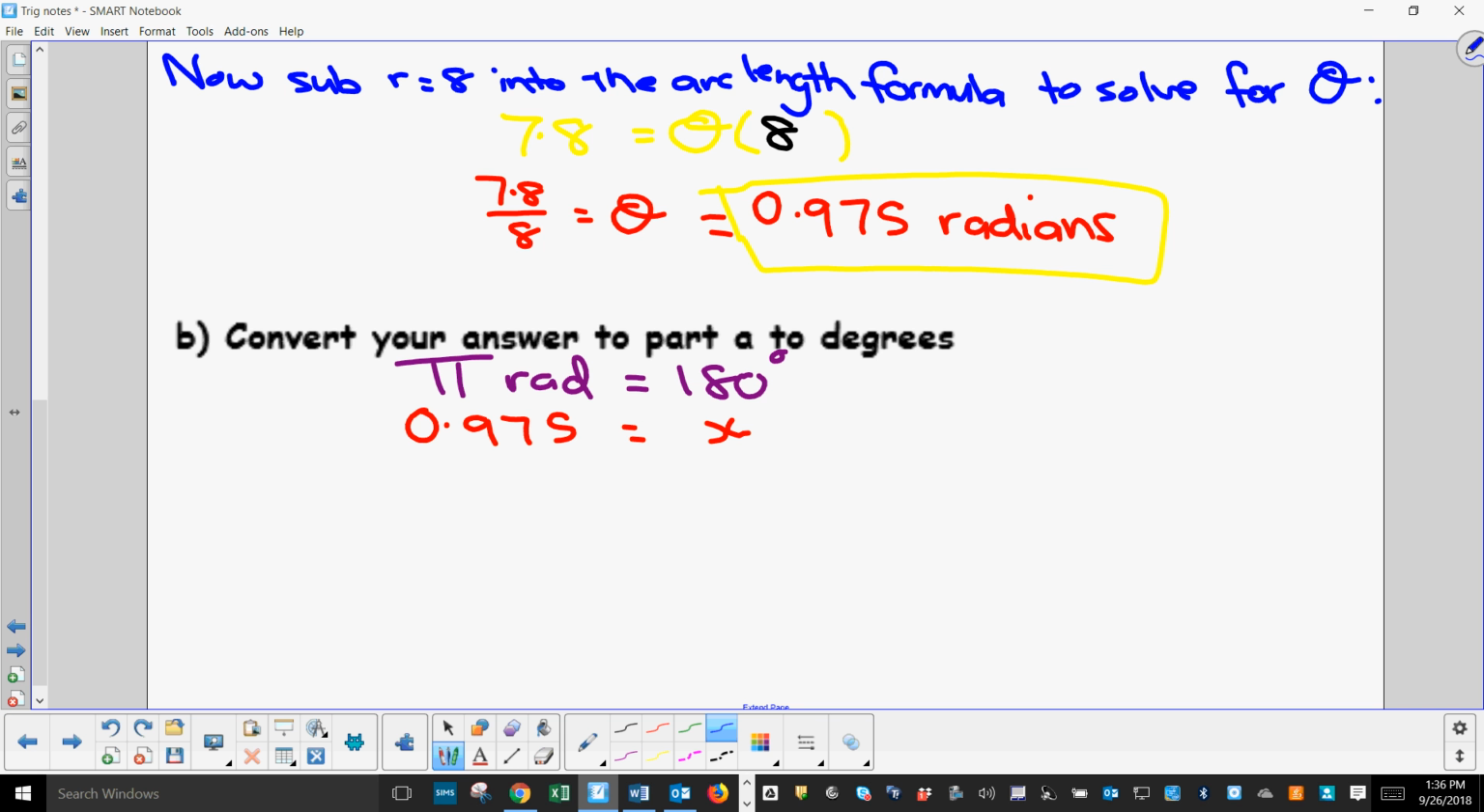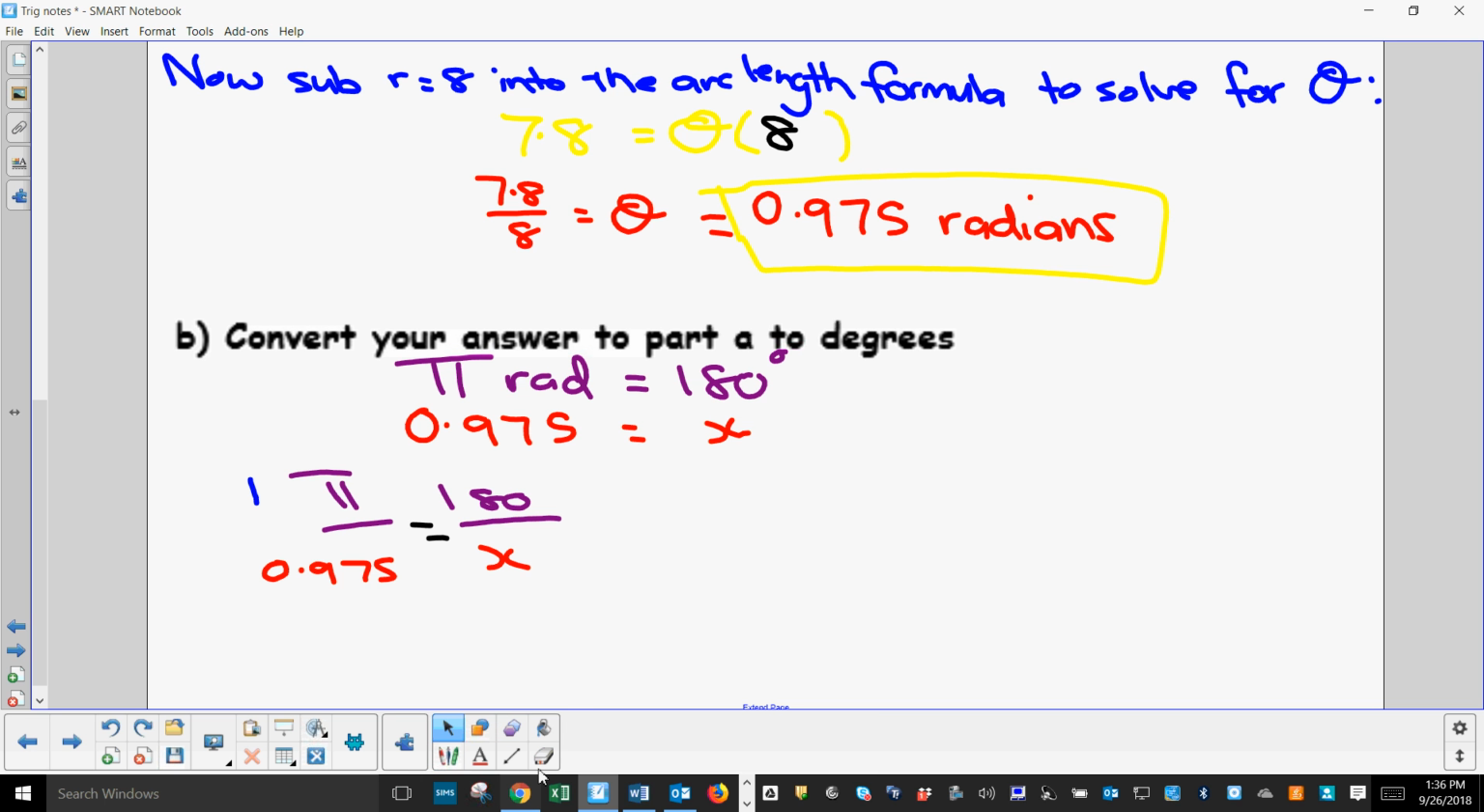Pi over 0.975 equals 180 over x. That blue thing there is messing this up. And then we cross multiply and solve for x, and we'll be done.